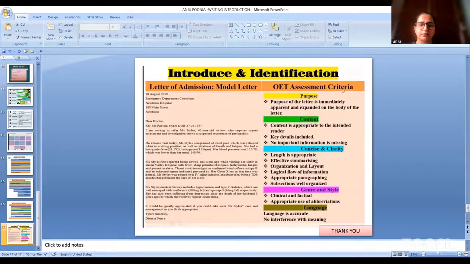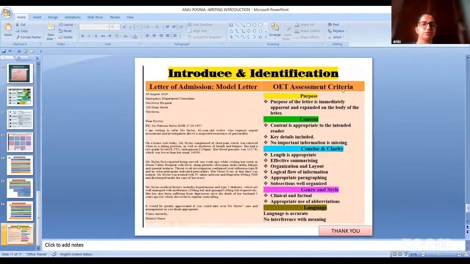Genre and style: clinical and factual, appropriate use of abbreviation. Because if we are going to use abbreviations in an OET letter, we need to use them in an appropriate way. For example, in a writing letter for the exam pattern, they mention PCM. We can't use PCM, we know it's paracetamol. Right? There's blood pressure, BP. So sometimes we can use abbreviations, but sometimes we can't. Language is accurate, not interfering with meaning.